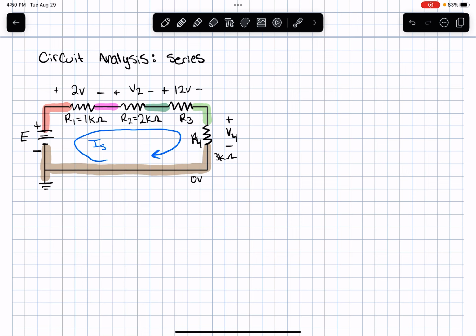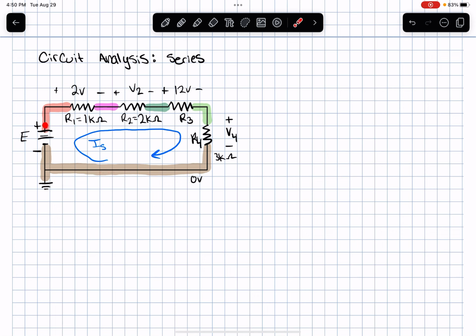So here we have a circuit with 4 resistors, and then we have the source. Oh, look, I got my laser. So here's the source. We have our current flowing around clockwise, going through 4 resistors, and then down to ground.